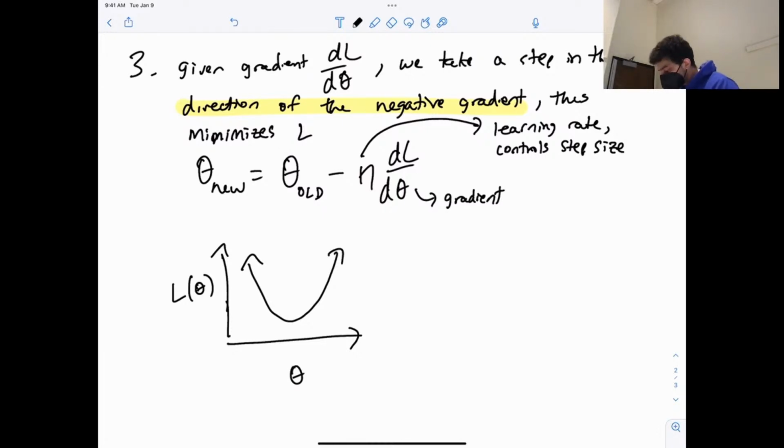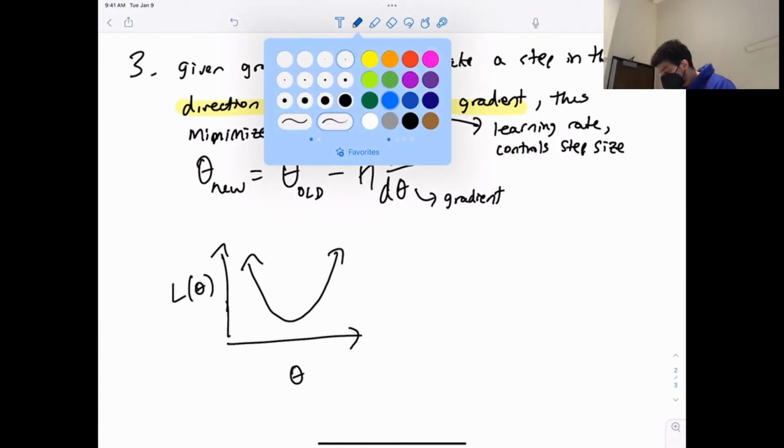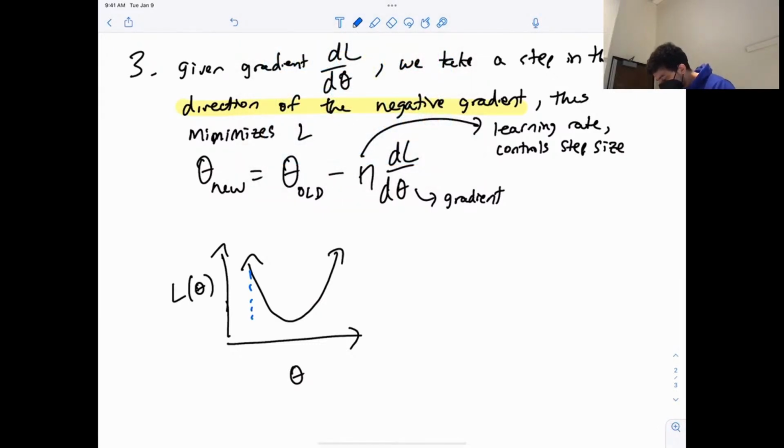So let's say that before I see any data at all, I, of course, have to give some initial value of my parameter, right? I don't know what it is. I'm completely uninformed as to the data. So it could be anywhere on this curve. Let's say we start over here. So we have a pretty high loss, but this is our random initialization. So we'll call this theta sub 0. This is where we start.